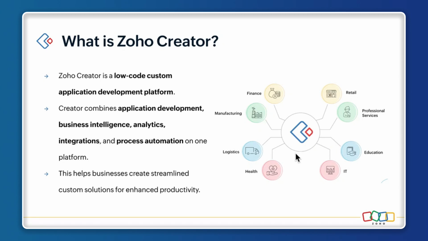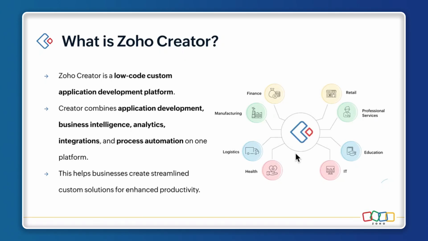Creator not only allows you to build custom applications but also helps us to build business intelligence, build analytics, and perform seamless integrations between different applications. And also it helps us to build the application in a single click using AI assistance. So this helps businesses to streamline custom solutions to enhance the productivity of their business needs. On the right side, you can see a picture that denotes that Creator can fit into any industry, and it can automate many different processes in those industries. So this is all about Zoho Creator.